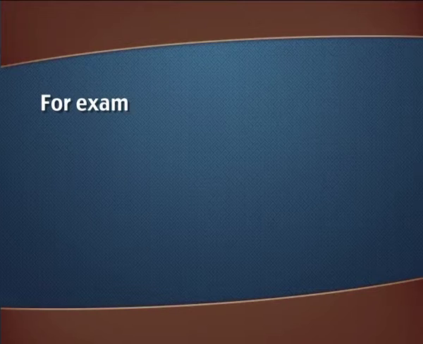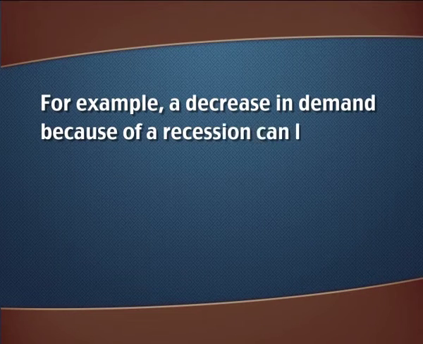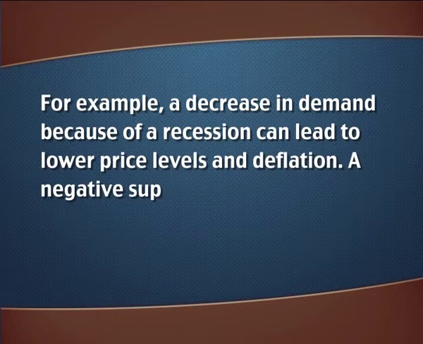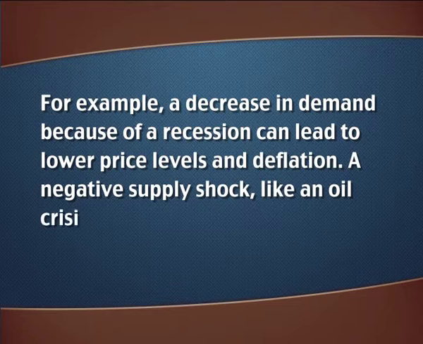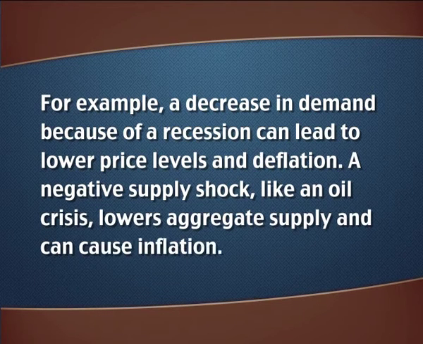Short-run fluctuations may also be related to monetary factors, but changes in aggregate demand and aggregate supply can also influence price level. For example, a decrease in demand because of a recession can lead to lower price levels and deflation. A negative supply shock, like an oil crisis, lowers aggregate supply and can cause inflation.